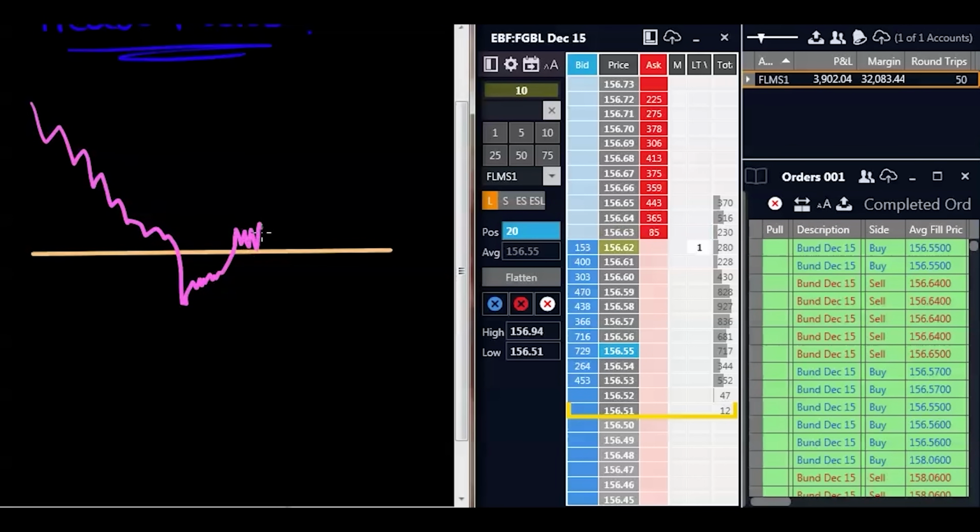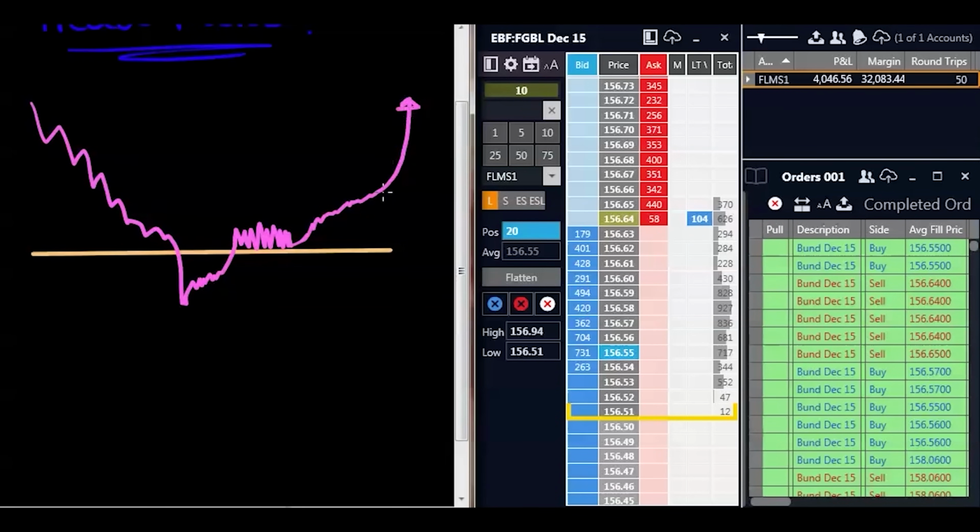And then at this level, we start seeing absorption, a little bit of selling, but the people on the bid are actually holding the market up. And then eventually we start seeing a bit of a move up, sideways, kind of very slow. And then eventually we get this kind of move here.